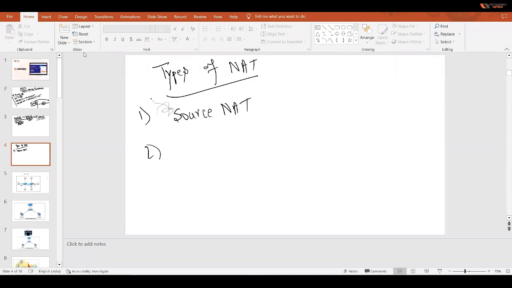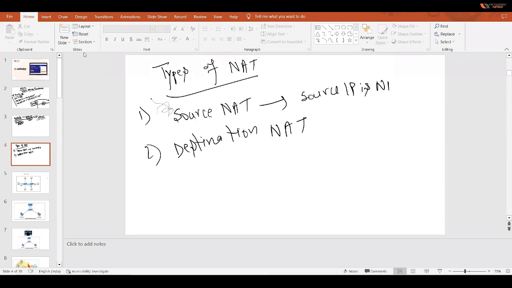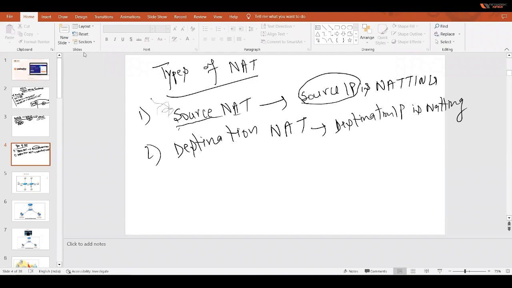One is source NAT and the other one is destination NAT. Guys, what is source NAT? Source NAT is where only the source IP is NATed. NATing is changing. Destination NAT is where the destination IP is NATed. That is clear, guys. According to the name, source NAT means something is happening with the source IP, where only the source IP is NATed, and destination NAT means the destination IP is NATed.